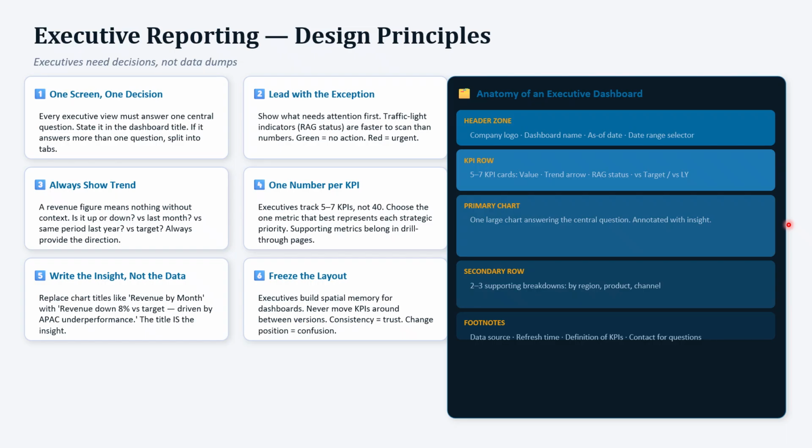So the anatomy diagram on the right shows the recommended zone structure: the header, the KPI row, the primary chart, the secondary breakdowns, and footnotes. In that order, every time. It matters.